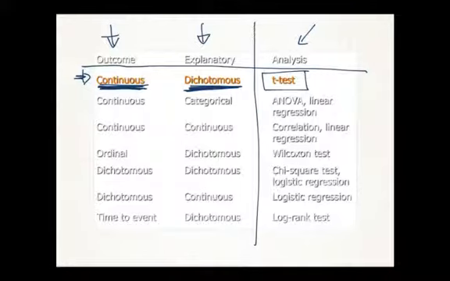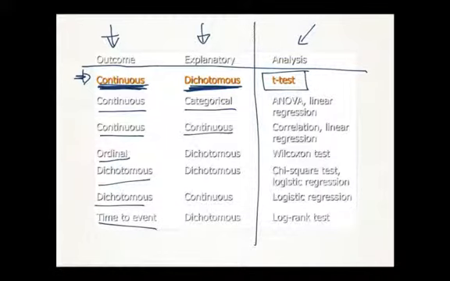So always think in terms of this matrix, and you can see how we're going to build up. Next, we'll think about a continuous outcome with a categorical explanatory variable, and then a continuous outcome with a continuous explanatory variable, and so on. And then we'll deal with different types of outcome variables. Okay, so I'll stop there, and I will see you in the next session.